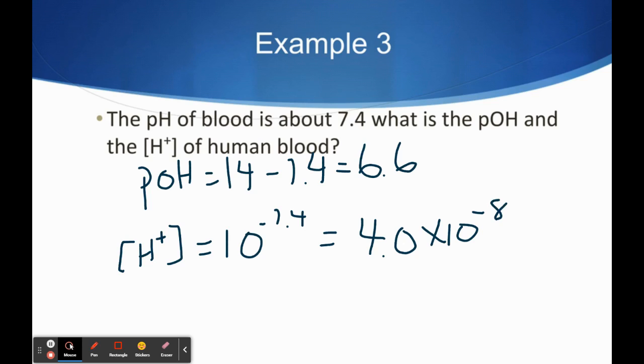And now this is a concentration, so you need to have a unit to go along with it. And our concentration unit is molarity, so it would be capital M. pH and pOH are values that don't have units with them, so that would be just numbers. But if you're dealing with concentrations, you do need to remember to have your units, which is molar.